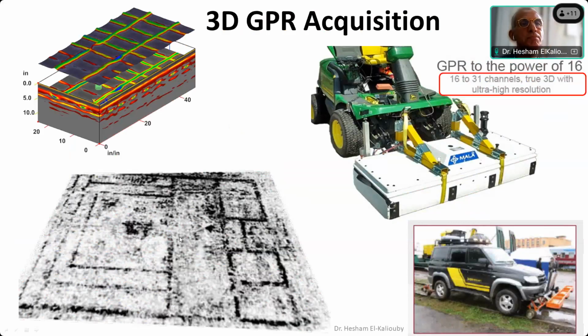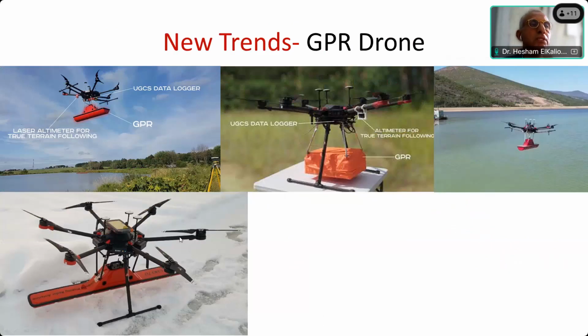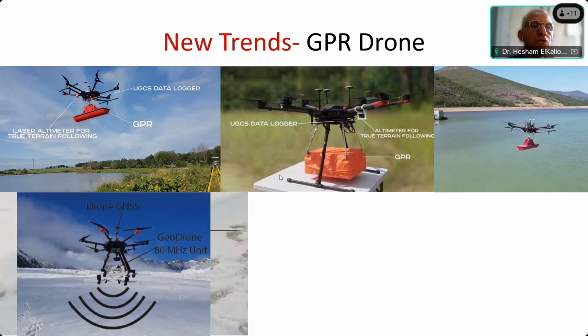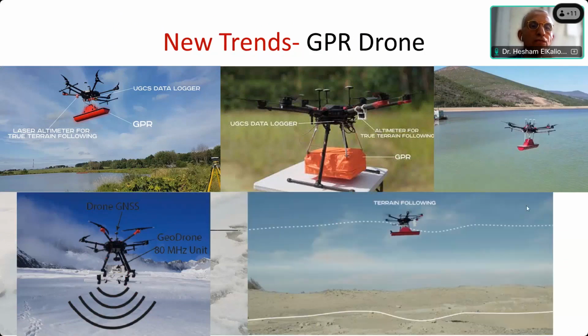You can also mount the GPR on drones, which is a new trend in GPR. You can mount the antenna on a drone and let the drone fly. It can also follow the terrain, going up and down following the terrain. It's a very interesting way to fly. It can be used over a lake, in a high vegetation area like forests, and in mountain areas where it's not accessible for a person to go. It can also be used for unexploded ordnance and landmined areas, which are very dangerous to walk in.